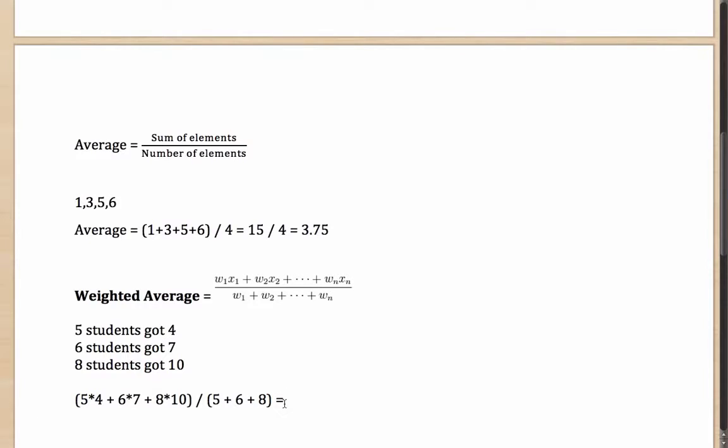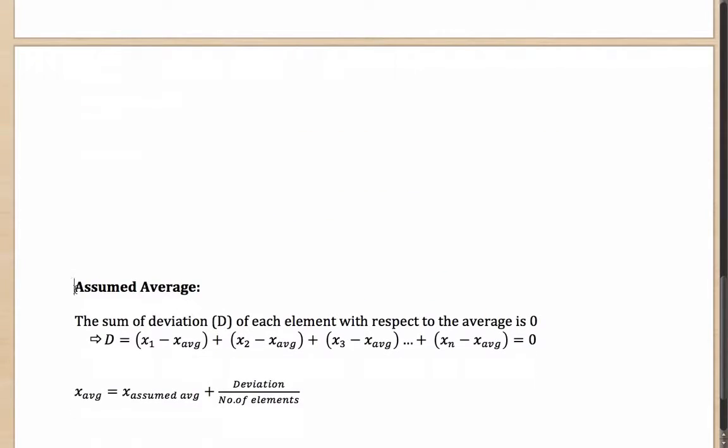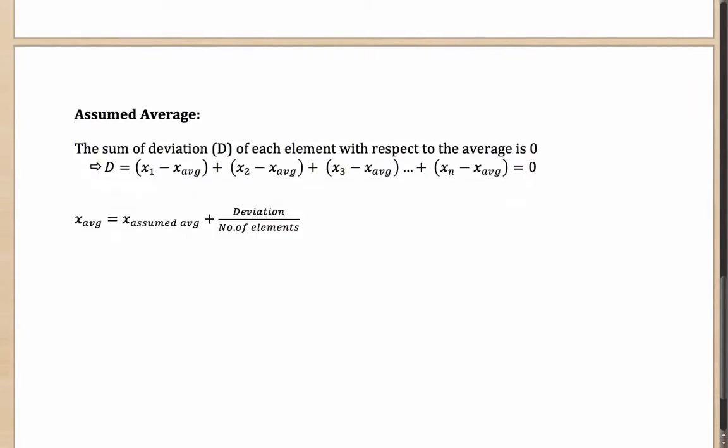And this calculation will lead us to my average score, which will be 20 plus 42 plus 80. I'll add 80 and 20, that is 100, so 142. 142 needs to be divided by 5 plus 6 plus 8, or 19. So the average score that I'm looking at is 142 by 19. And this we have calculated by the weighted average method. Another method which is used for calculating averages is the assumed average method.